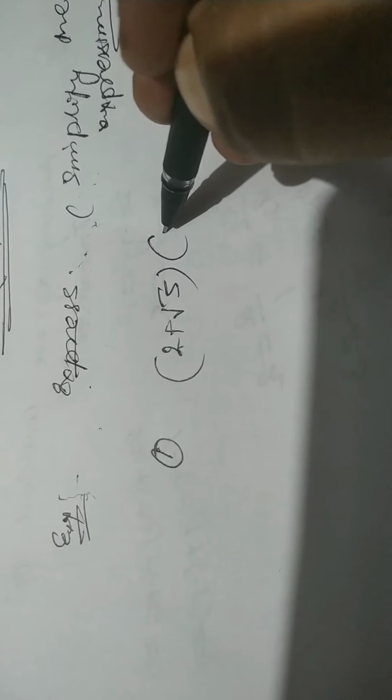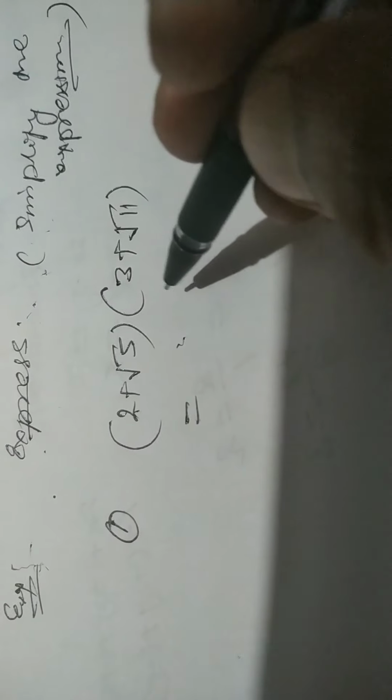Don't write "express", write "simplify". Simplify this expression. Part 1 is (2 + √5)(3 + √11). When a bracket is written right next to another bracket, it means the multiply sign, which we have learned in earlier classes.